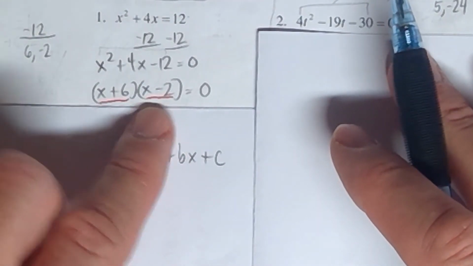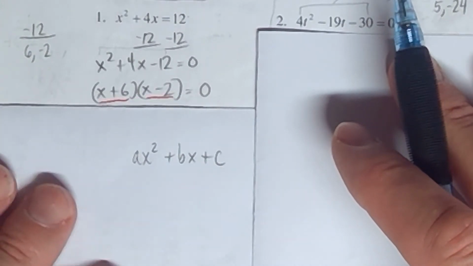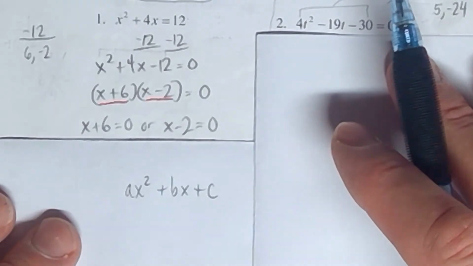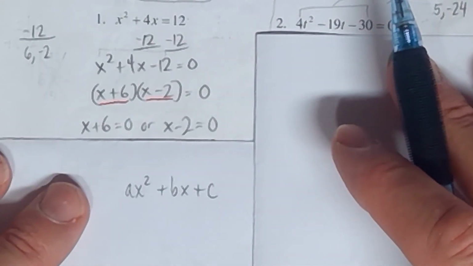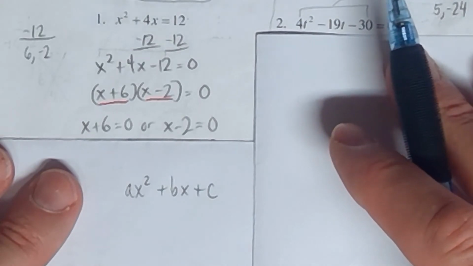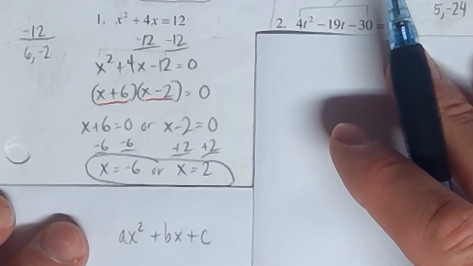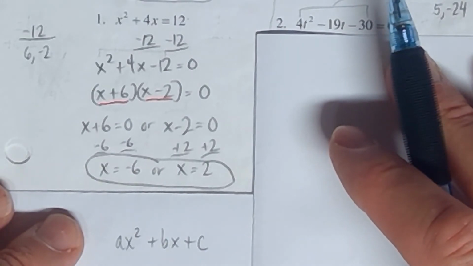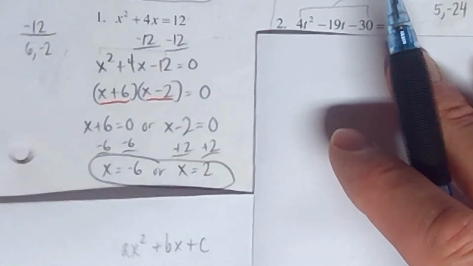Both of those brackets are prime, so I can then underline those and move on to the next step, which is to set each one of those factors equal to 0. And then I solve those resulting linear equations that I get. And I get x equal to negative 6 and x equal to positive 2 when I get x by itself. Okay?